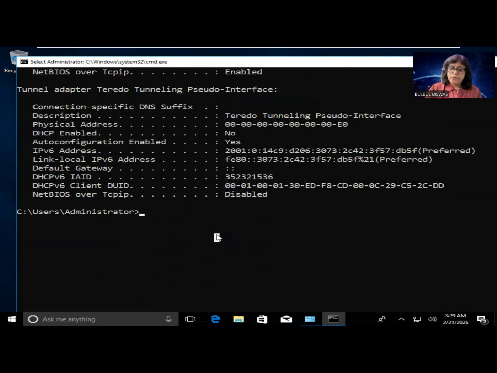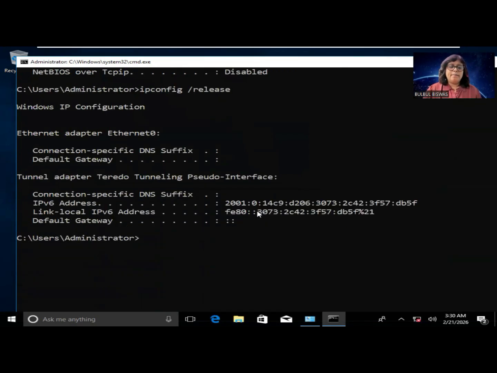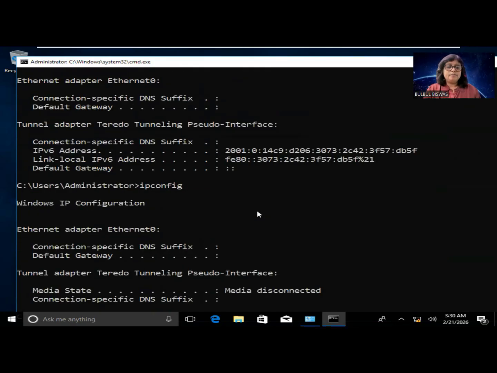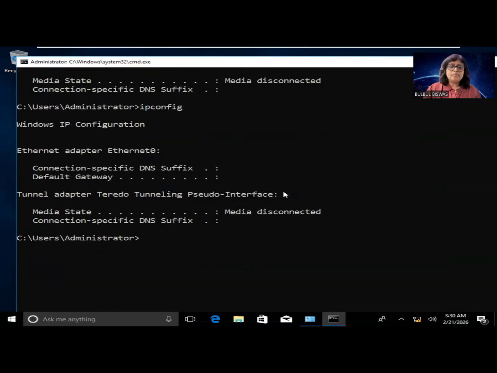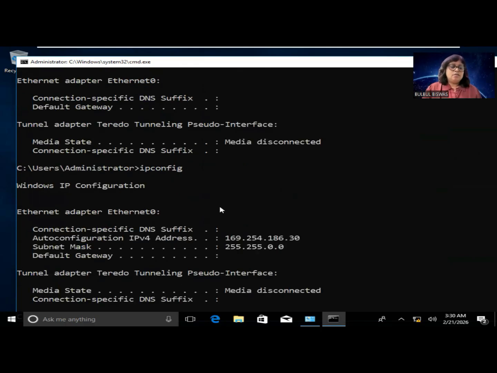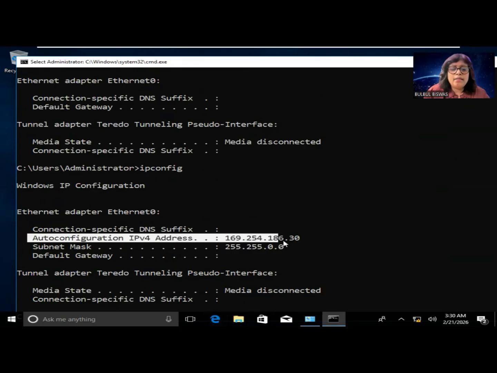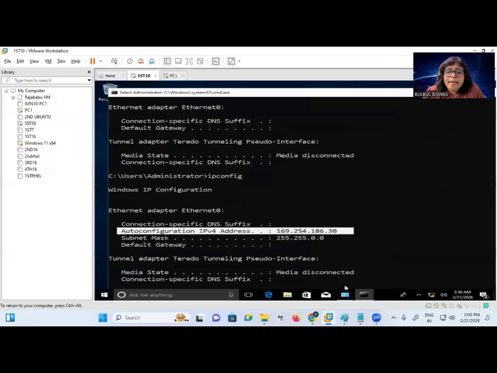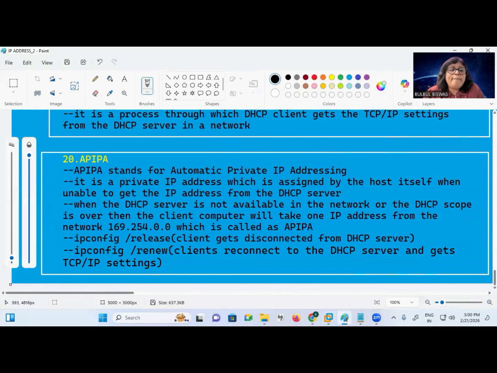Now I want to disconnect my client from the DHCP server. So what will I do? ipconfig/release. Once we run this command, always remember, my client is disconnected from the DHCP server. I'm showing you. You see, have you got another IP, 169.254? So remember, this address we call APIPA. APIPA stands for automatic private IP addressing.